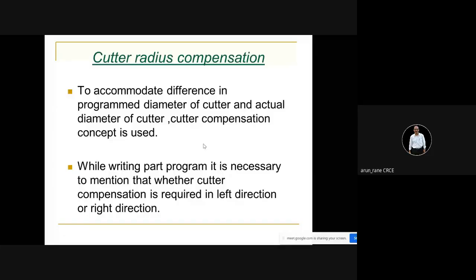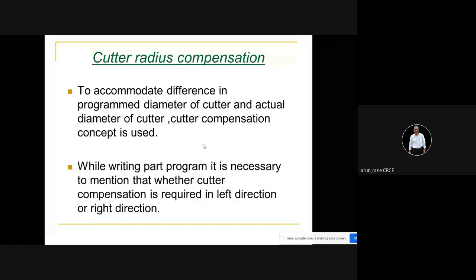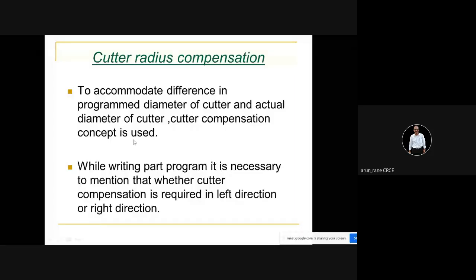This is very, very important. If you don't have this function, cutter radius compensation, then whether you are going to use a diameter 10 cutter, diameter 12, or 20 cutter, considering this cutter diameter in mind, you have to write the program. Which I have also explained earlier. So basically the concept of cutter compensation between the program diameter of the cutter and the actual diameter of the cutter is used, and this concept is available on all the machines because it's necessary. Without that, you cannot write the program. It will be very, very difficult.